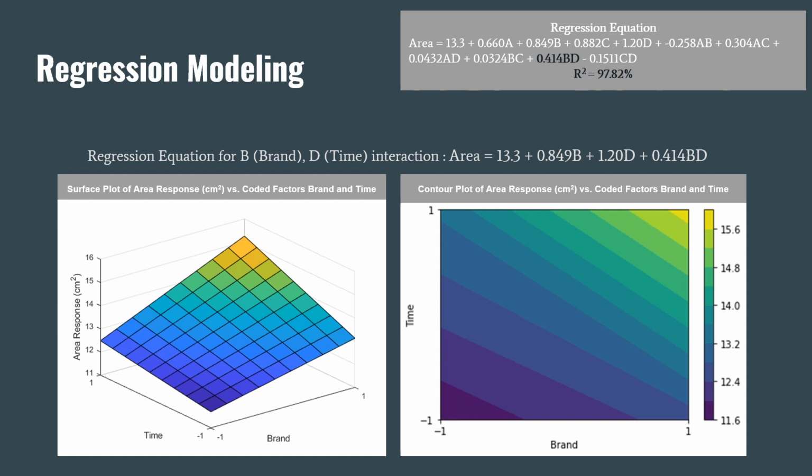We generated the full regression equation, which resulted in an R-squared value of about 98%. Considering that the interaction between factor B, brand, and factor D, time, had the largest impact on area, we isolated the factors and determined the regression equation. Both the surface plot and contour plot show the interaction between coded factors B and D and the area response, which varies from about 11 square centimeters to 15 square centimeters.